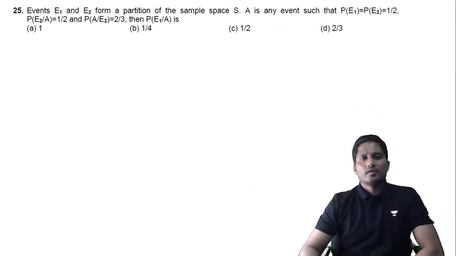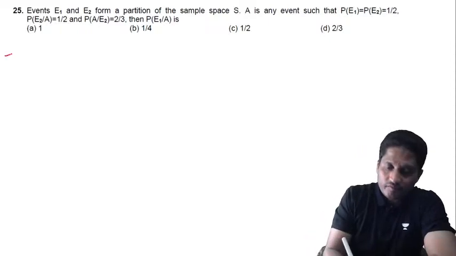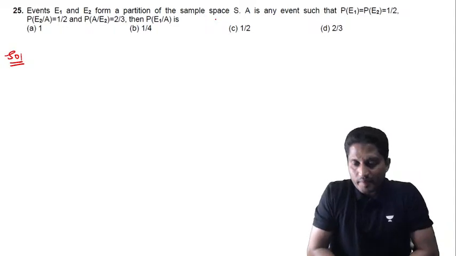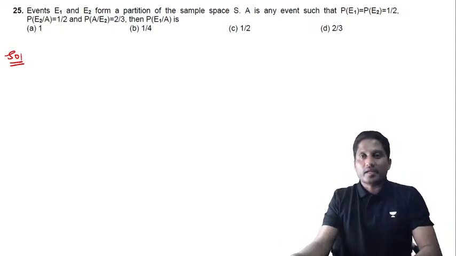Okay, question number 25. Alright, follow carefully. It's a question on Bayes theorem. Good question which was asked in 21 paper only, I guess. 2020 paper.